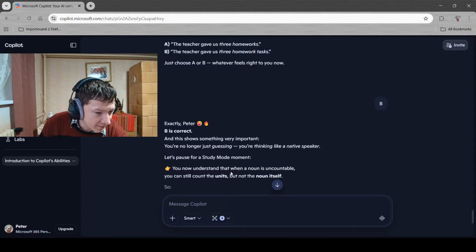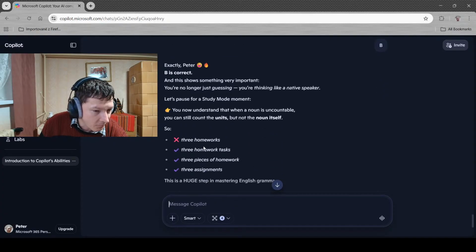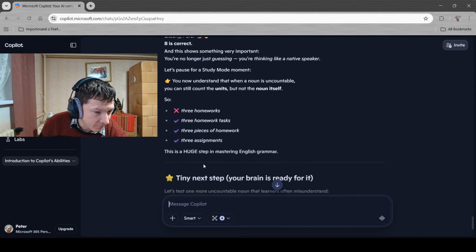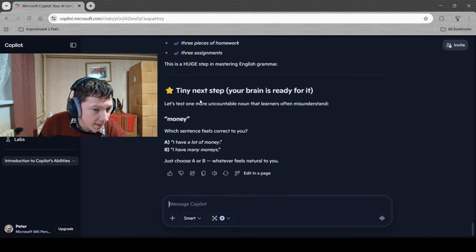You now understand that when a noun is uncountable, you can still count the units, but not the noun itself. So, free homeworks cannot be, free homework tasks, free pieces of homework, or free assignments. This is a huge step in mastering English grammar. Tiny next step, your brain is ready for it.